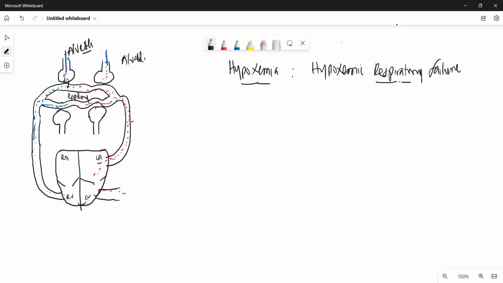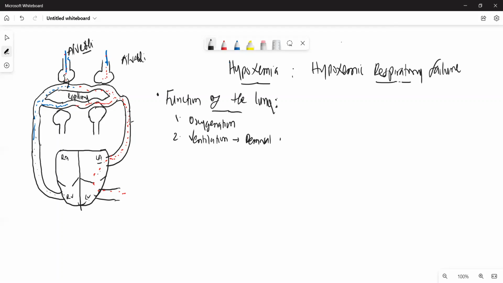So let's go to hypoxemic respiratory failure. Before we go to hypoxemic respiratory failure, let's talk about the function of the lung. I love the lung so much, which is why I started my discussion talking about the lungs, right? So number one, the lung helps with oxygenation. Number two, it helps with ventilation. And whenever we use the word ventilation, basically it means removal of CO2, getting rid of that CO2. And these are the two major basic functions of the lung.